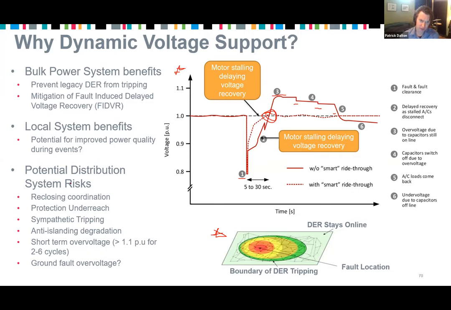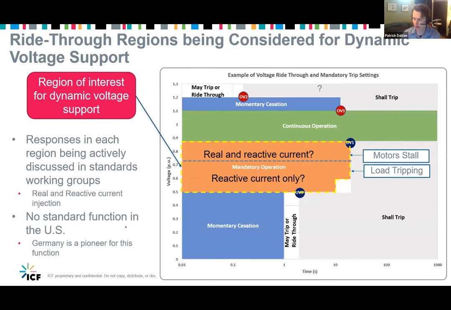But there are also some potential distribution system risks, and this is very much aligned with what we talked about of injecting additional real and reactive power into the system during a fault. There's that list of issues or potential issues that could be manageable but just need to be considered as we're thinking about how this function should respond.